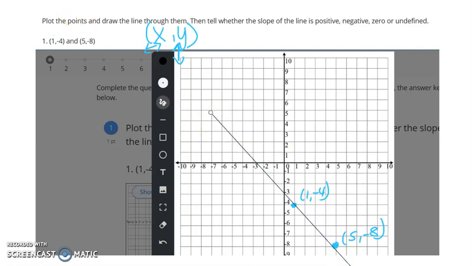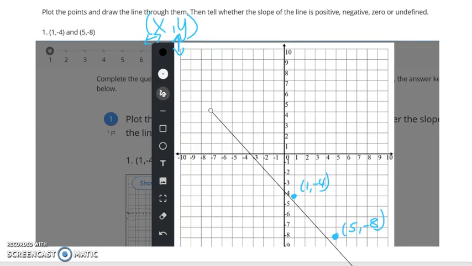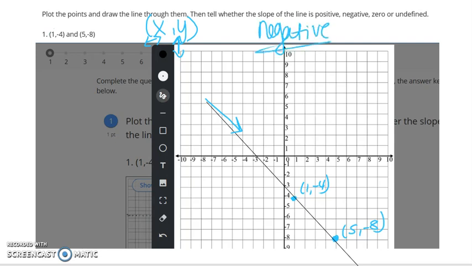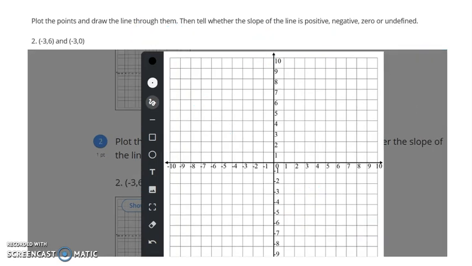And then it wants us to say, okay, well, is this slope positive, negative, 0, or undefined? Oops, I moved this just a smidge. There we go. Well, since this line is descending from left to right, it is decreasing from left to right, that makes this slope negative. Great, so on to 2.